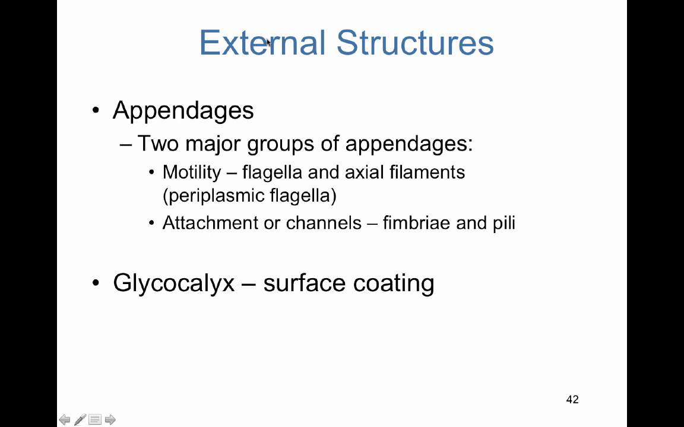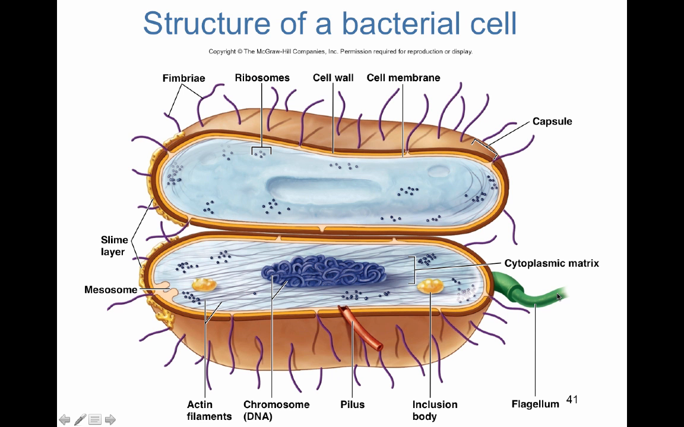So external structures. Some prokaryotes may have flagella, which are protruding from the exterior of the cell, like you see here, a single flagella, or you could have multiple.